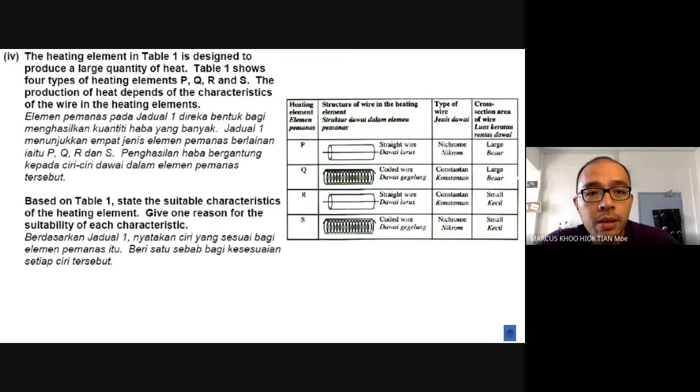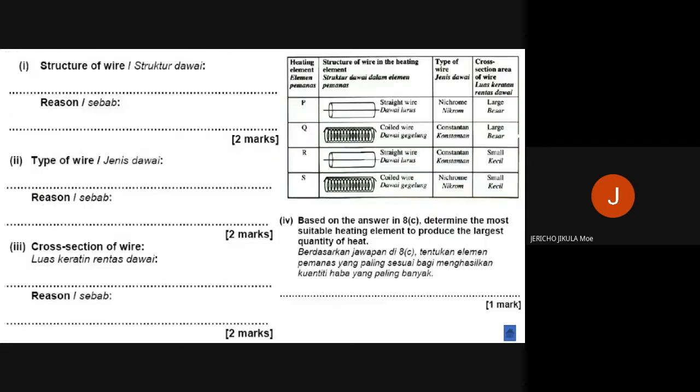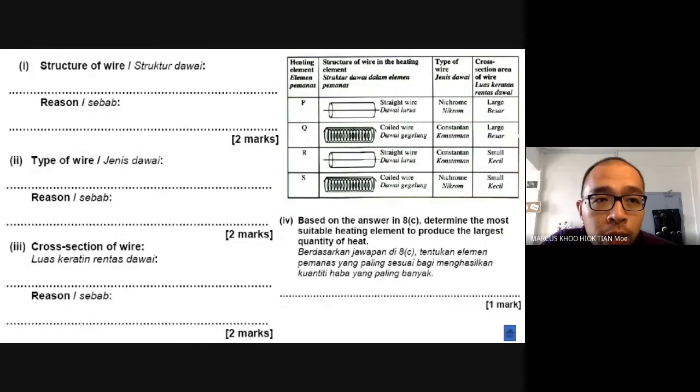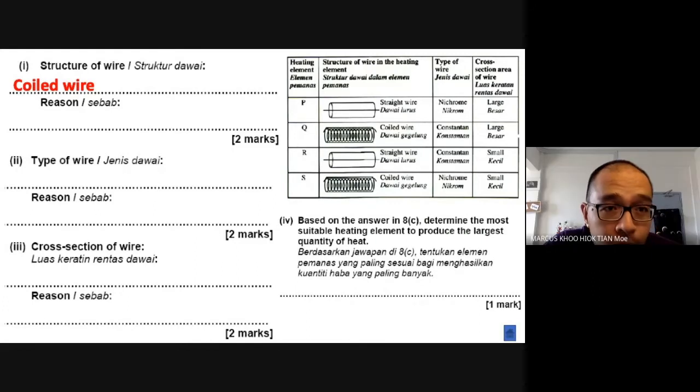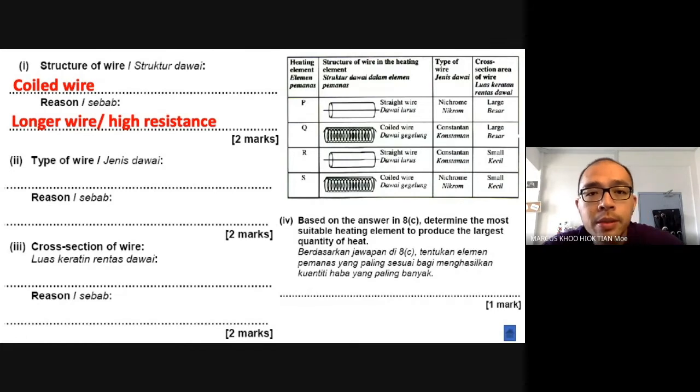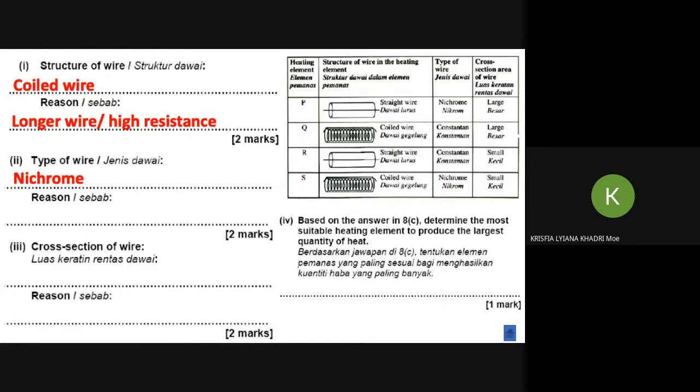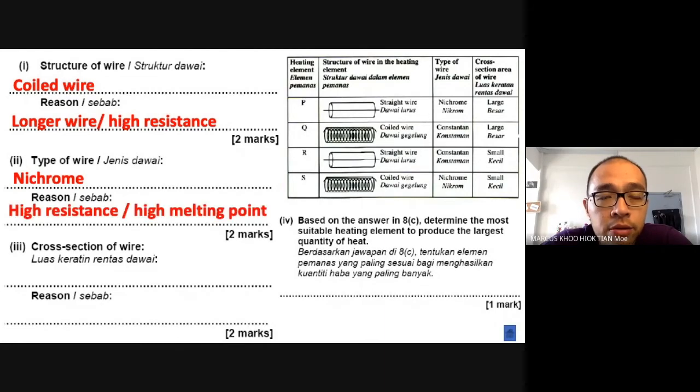Let's take a look at this one. PQRS. Tell me each one. Structure of wire, which one is good? Type of wire? Cross-sectional wire? Coiled wire. Why coiled wire? It has high resistance. Okay, good. Type of wire, please. Nichrome. Why nichrome? High resistance, and also high melting point. These are very standard answers, people.